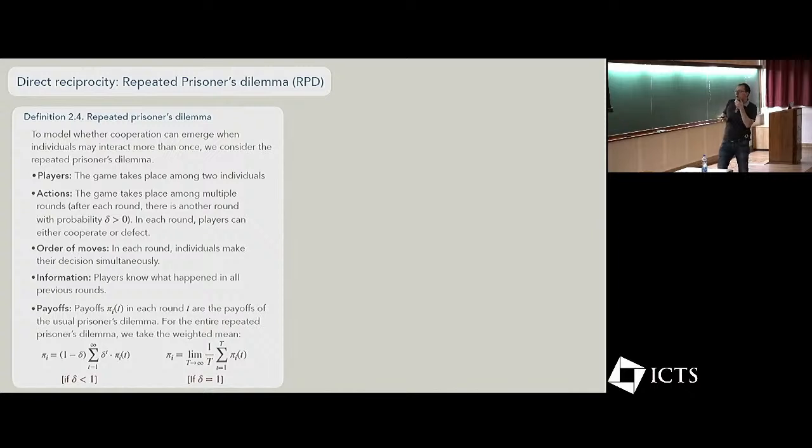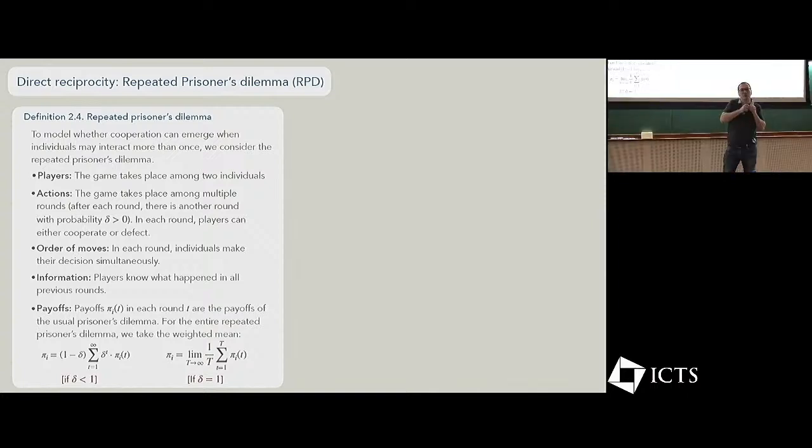And the last thing is, what are the payoffs? So the payoffs you define based on the one-shot payoffs. So here, this pi I at t is just the payoff that I get in a given round. And now to define the payoffs of the entire repeated game, there are 2 versions.